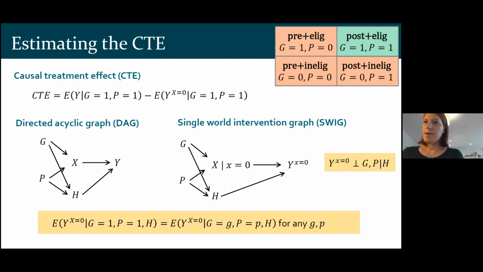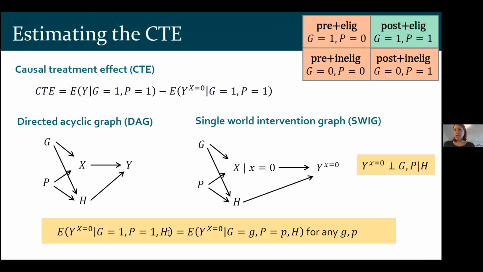So according to this DAG, this counterfactual outcome Y is independent of G and P, conditional on these measured variables H. So what that means is that this expectation, well, we can't deal with this expectation directly, it requires just some extra steps. But after conditioning on H in this second expectation in the causal treatment effect, we can replace G and P by anything. After conditioning on H, that counterfactual outcome is independent of G and P.